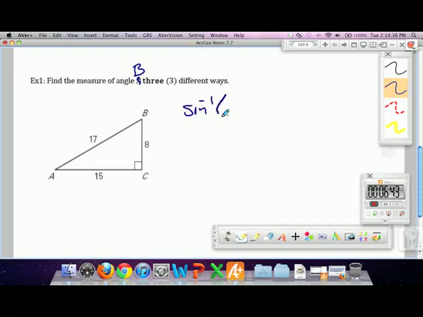Sine inverse of what? Okay, that's one way to calculate this angle measure. What's a second way to calculate this angle measure? Of what? Okay, and what would be a third way we could calculate this angle measure? Maybe someone new. Courtney.